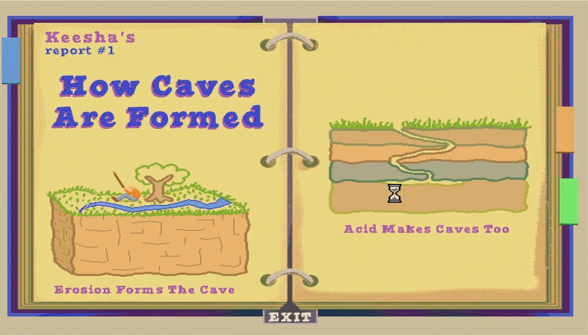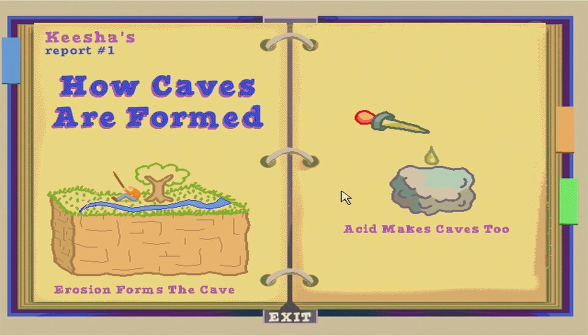Acid makes caves too. Now, you may ask, how can water dissolve a hard rock? Well, as rainwater sinks through the ground, it picks up minerals that turn the water into a weak acid. The acid dissolves the calcite mineral that makes up limestone. In fact, you can even do a calcite test. All you have to do is put drops of vinegar on a likely rock. If it fizzles, it might be limestone.